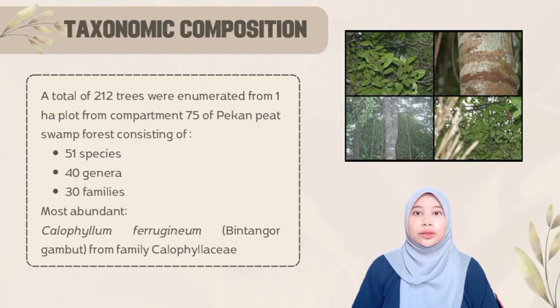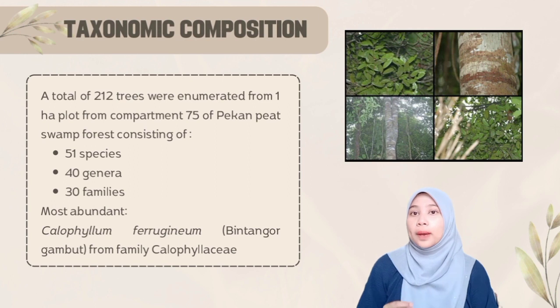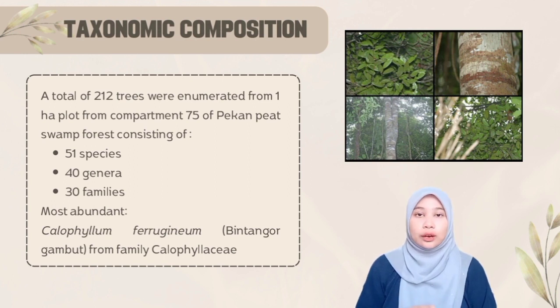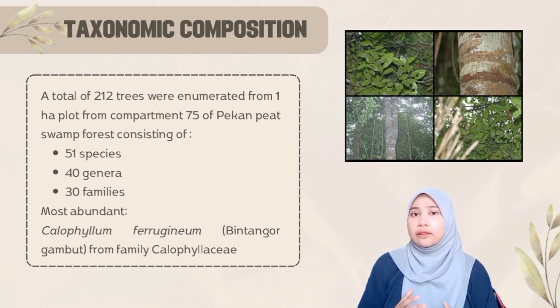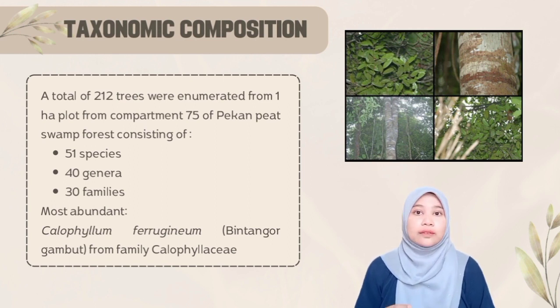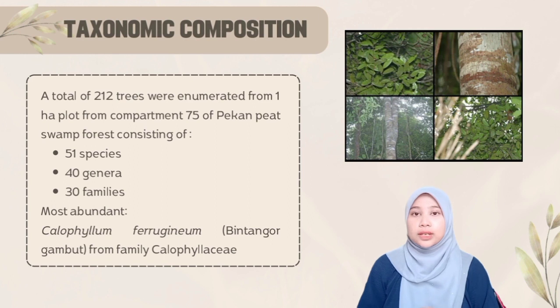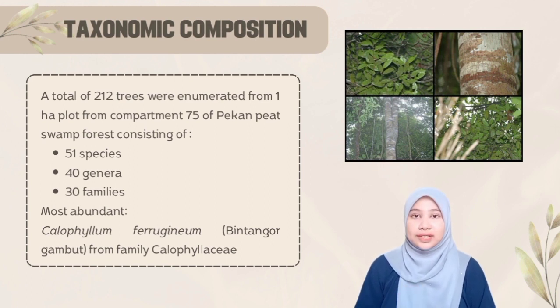A total of 212 trees with DBH of 10 cm and above were enumerated from 1 hectare plot from compartment 75 that consisting of 51 species, 40 genera, and 30 families. Calophyllum pharyngium from family Calophyllaceae appear to be the most dominant species and has highest density value of 10.37%.